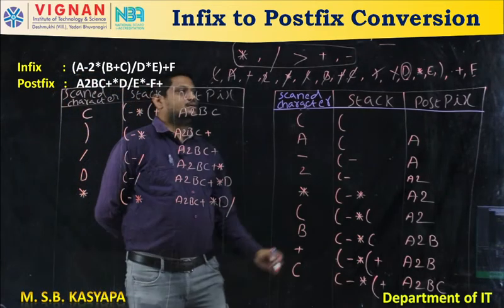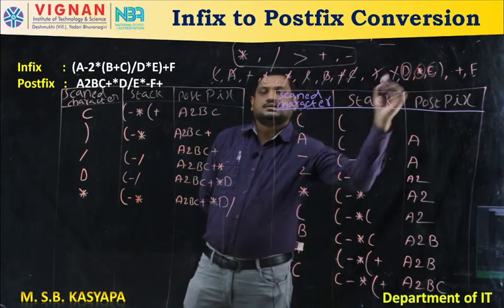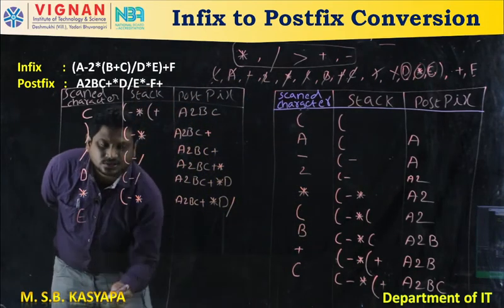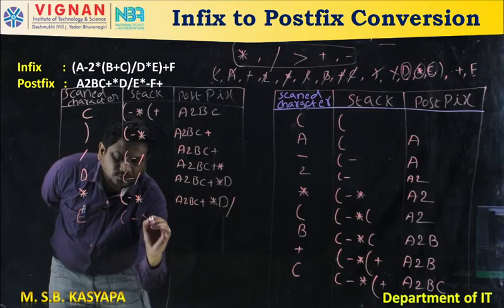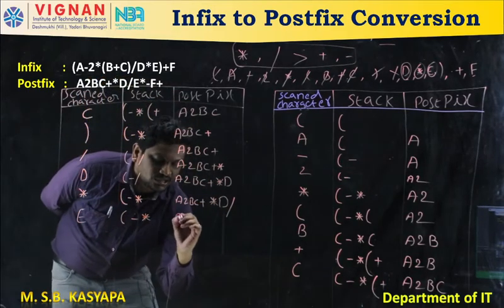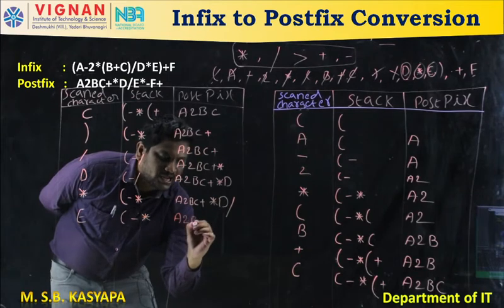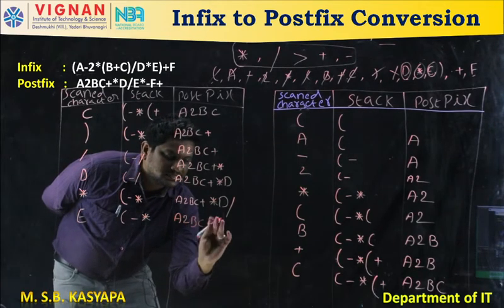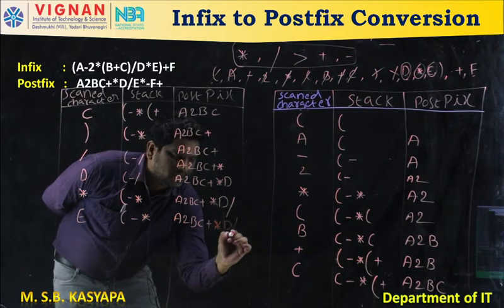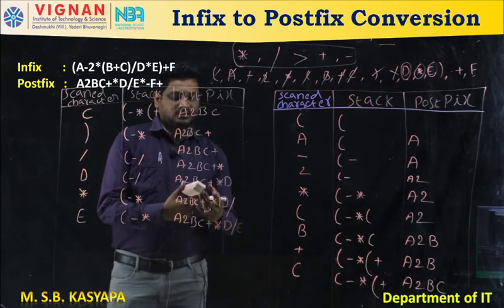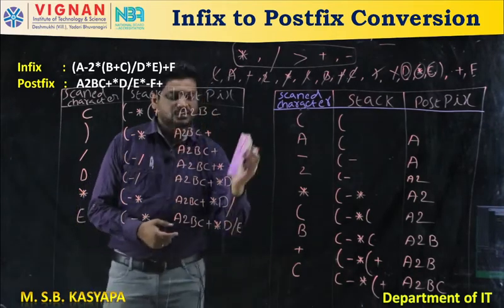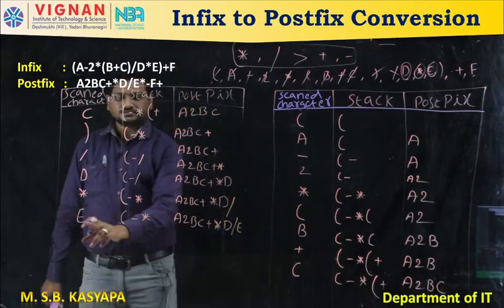Okay. Next, E. Now, E. So, here no problems. Why? Because E is an operand. An operand can directly go to the postfix expression. A 2 B C plus into D by E. D by E.